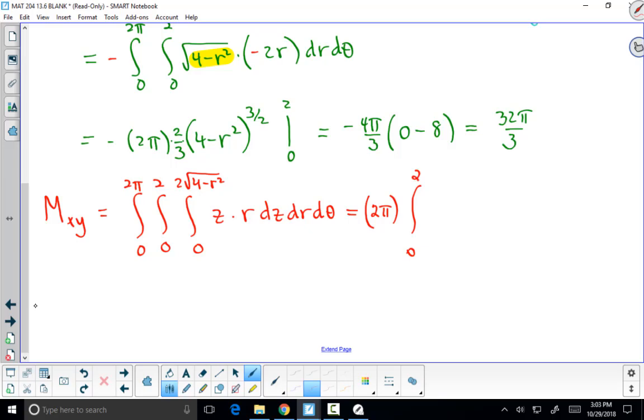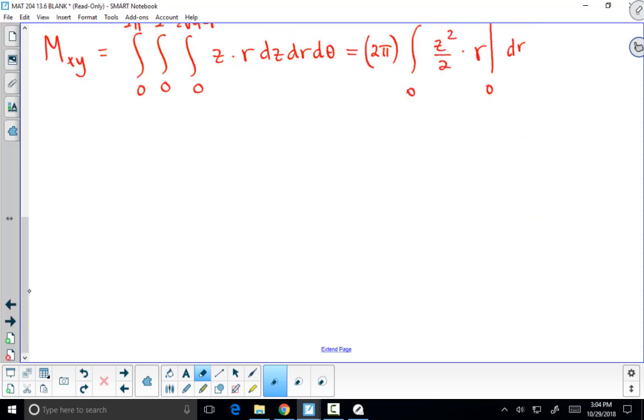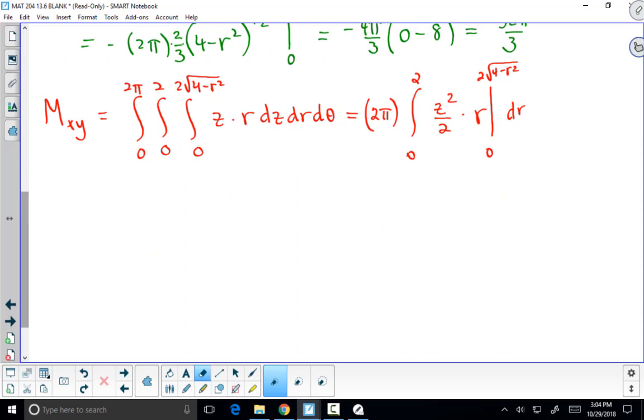So here we're going to get z squared over 2, and then r, let's write it all out, z squared over 2, r dz, and then the z's are going from 0 to the upper surface, 2 square root 4 minus r squared. Oh, d theta is gone, thank you. Let's get rid of that. No d theta. So we're almost there. That does make it look a lot easier, I guess.